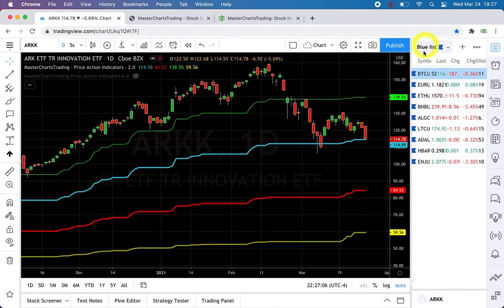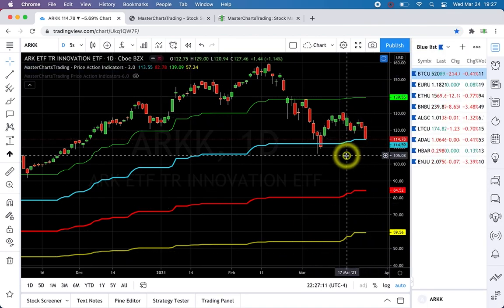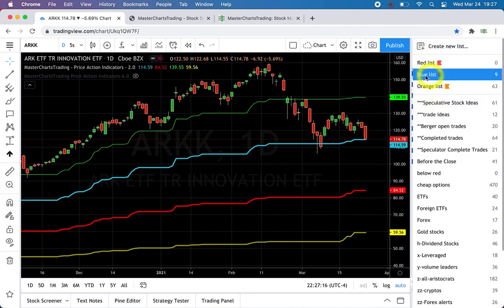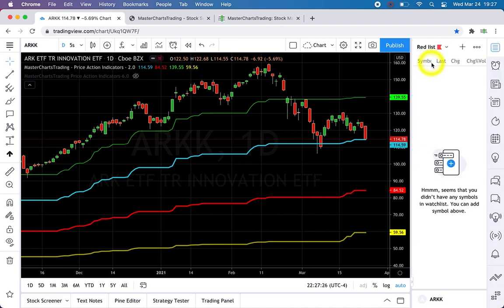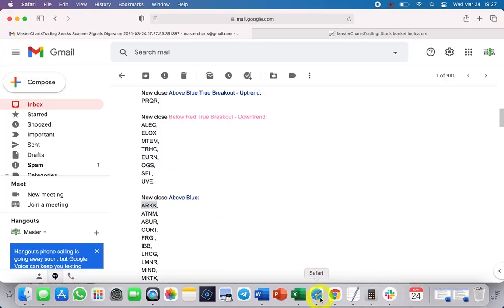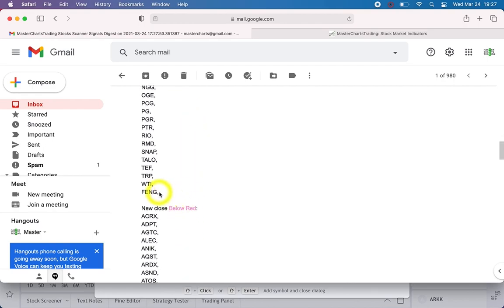So now, even on free accounts, you can have multiple lists. See how you have that red list, blue list, orange list. My account is the highest possible, but even on free accounts you can have this as well. If you click on one of those, and then click on this little plus here, this thing will open up. So now if you go back to the email, we have a whole boatload of close above blue. I want to just get all of them, so I'm going to just copy everything.